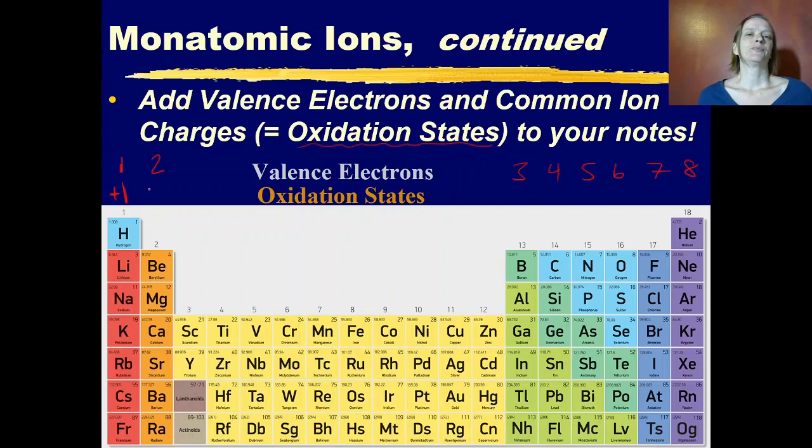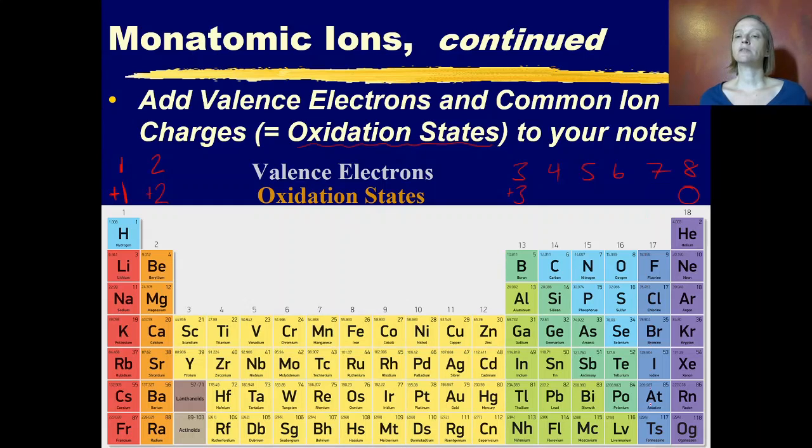Group 2 forms ions with a charge of plus 2. They lose those 2 valence electrons. Group 13 loses 3 valence electrons to have a charge of plus 3. I'm going to skip group 14 for a second and come over here. The noble gases already have a full valence shell, so they do not gain or lose electrons. They're happy as they are. They don't gain or lose anything, so they have an oxidation state of 0.